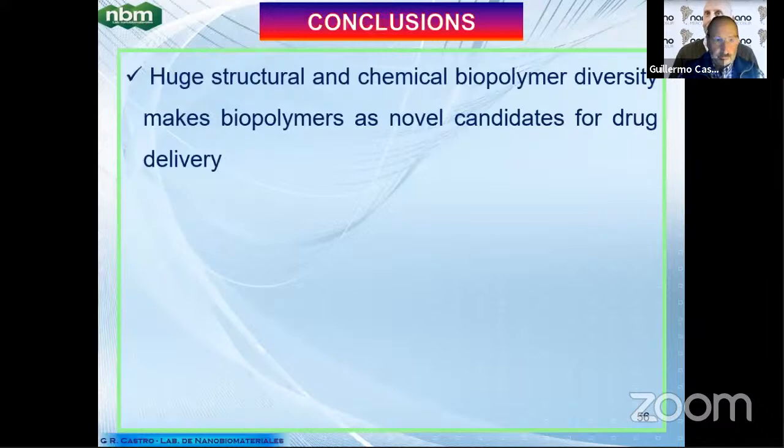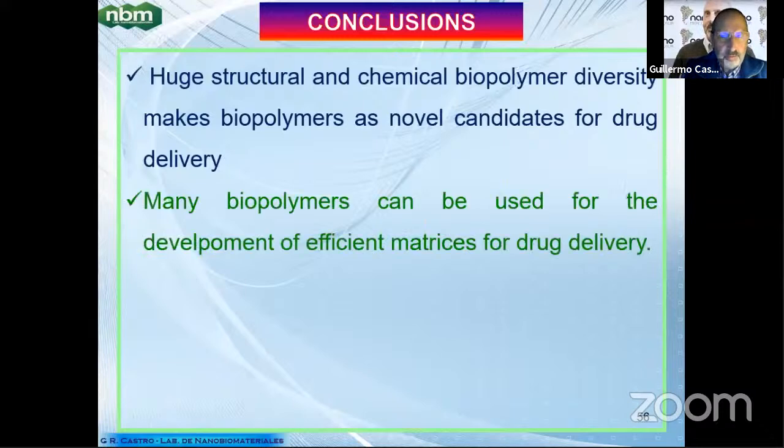So finally, we can manage the polymers to create different kinds of structures. There are novel candidates for drug delivery, and we can create many hybrid systems. We can tailor this. We can cut to a short molecular weight. So we have many tools to modify biopolymers for drug delivery right now. So we can create many efficient and advanced matrices for drug delivery in a simple way.